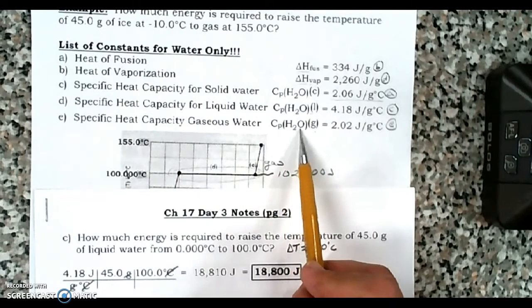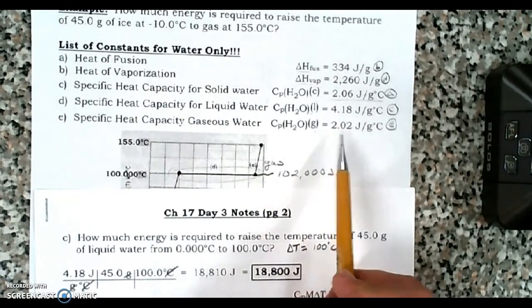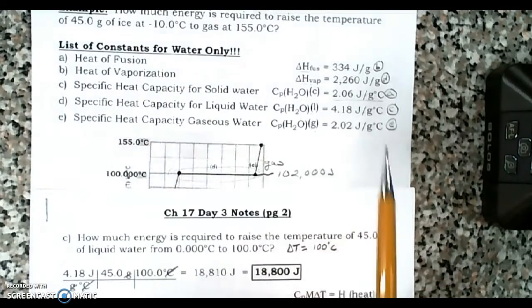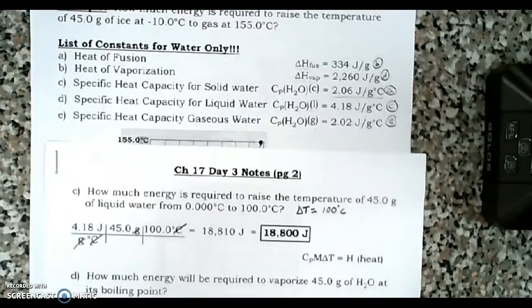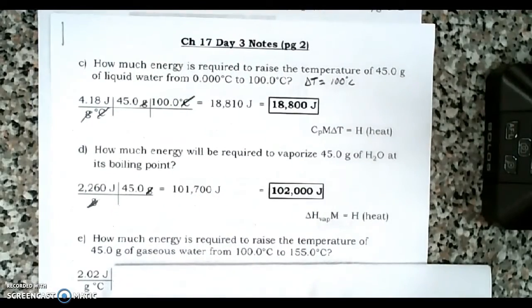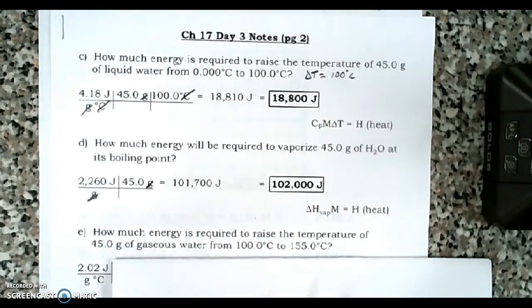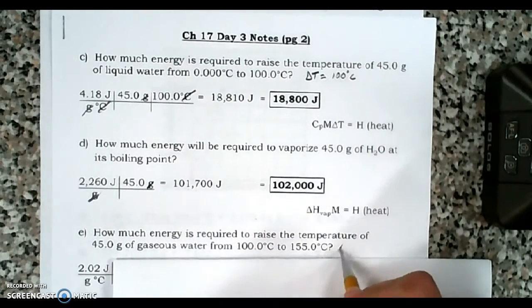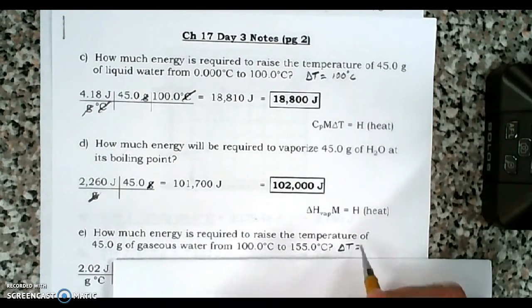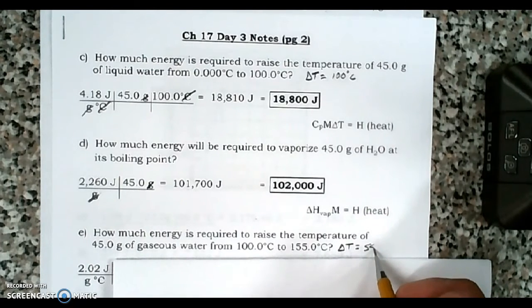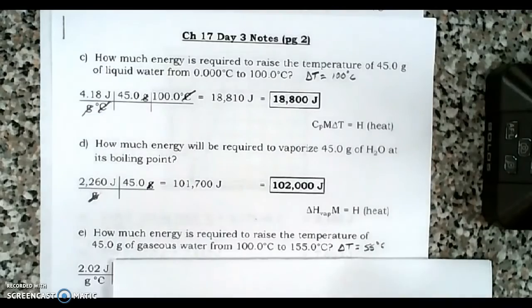All right, so for this last one here, I'm going to use this guy here. The specific heat capacity for vapor, the water vapor, is 2.02 joules per gram degree Celsius. And so it looks like this. I'm going to scoot it on down. Here it is, 2.02 joules per gram per degree Celsius. And then here it is, the change. So if I'm going from 100 to 155, delta T, I'm going to subtract those two, and 155 minus 100 is just 55 degrees Celsius, right?